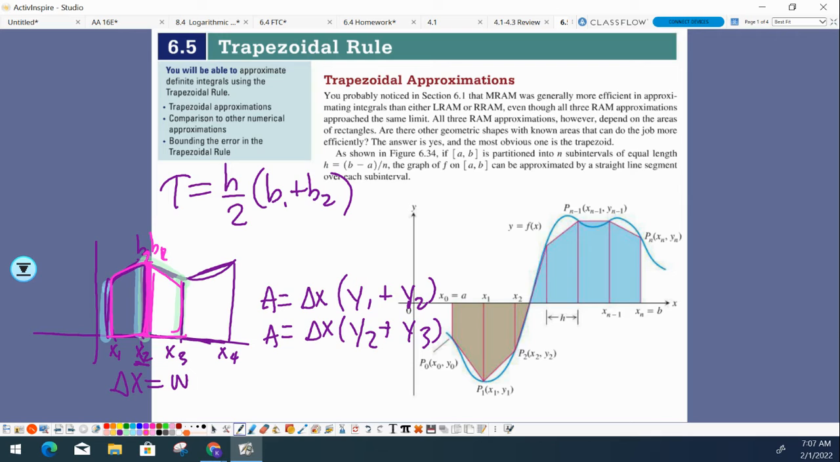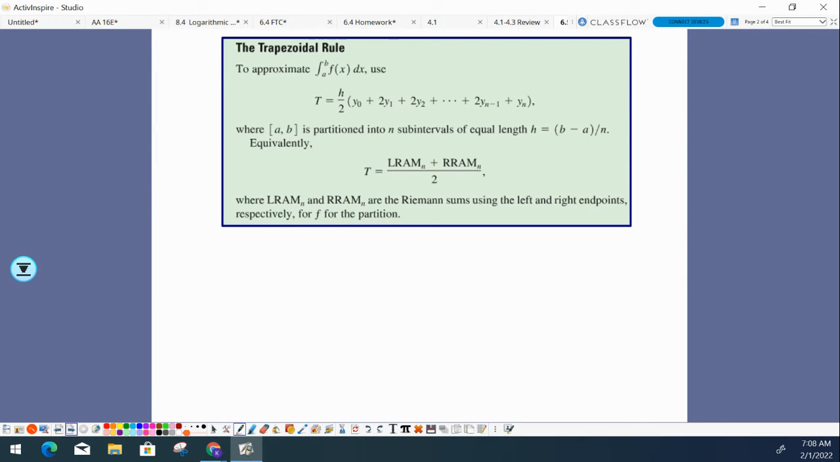So all of them in the middle overlap. There's always going to be an overlap, and it leads us into the formula where we only use one of the outside bases, but we use 2 of all the middles because it's both base 1 and base 2 inside the shaded area. And it ends up being just an average of LRAM plus RRAM.